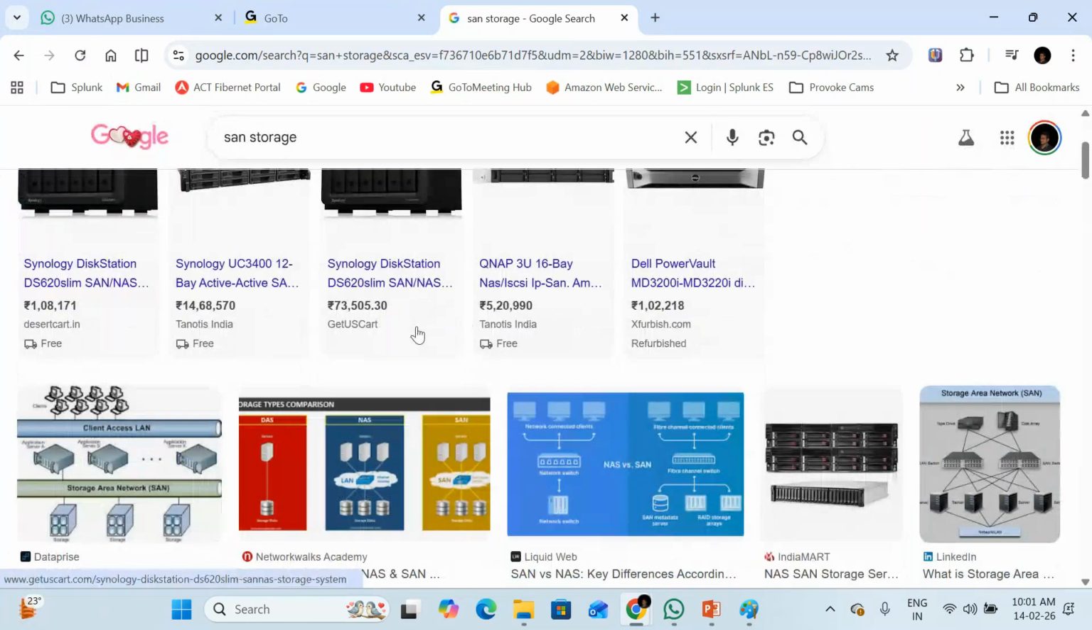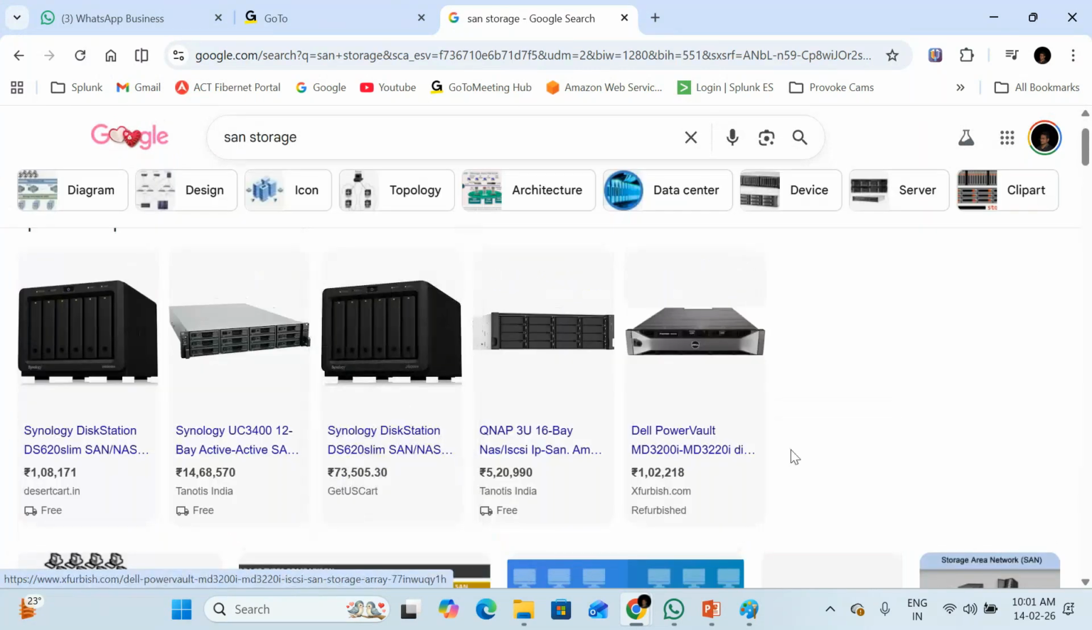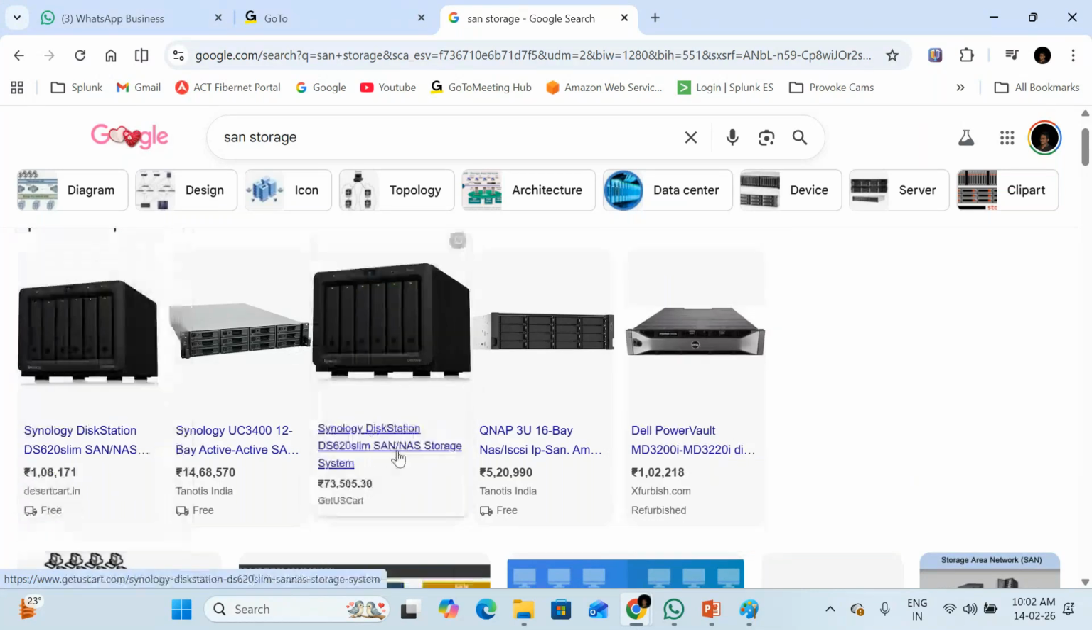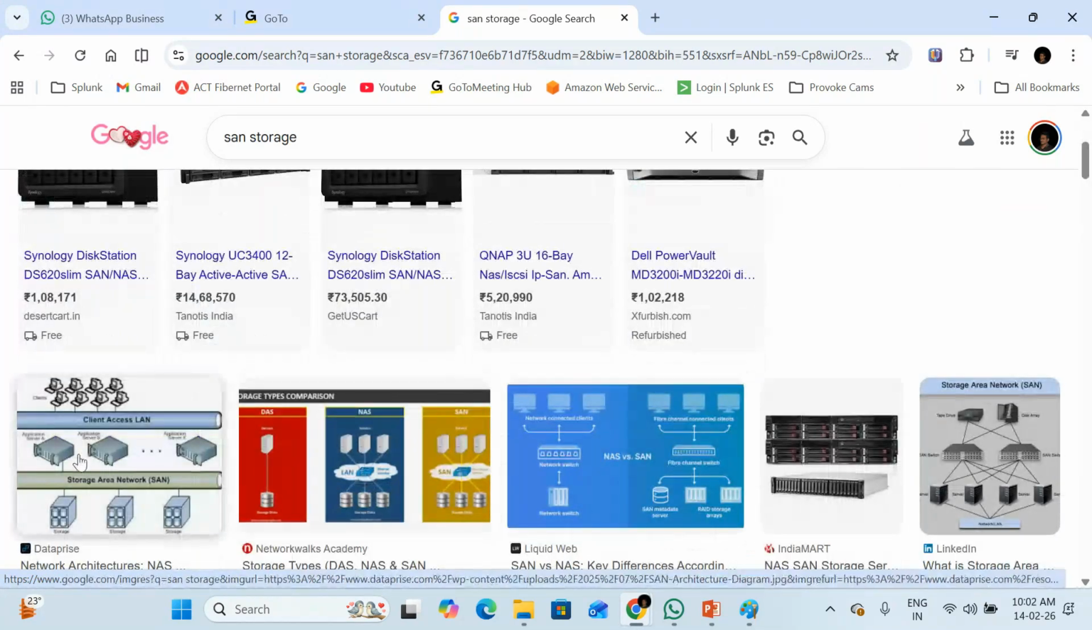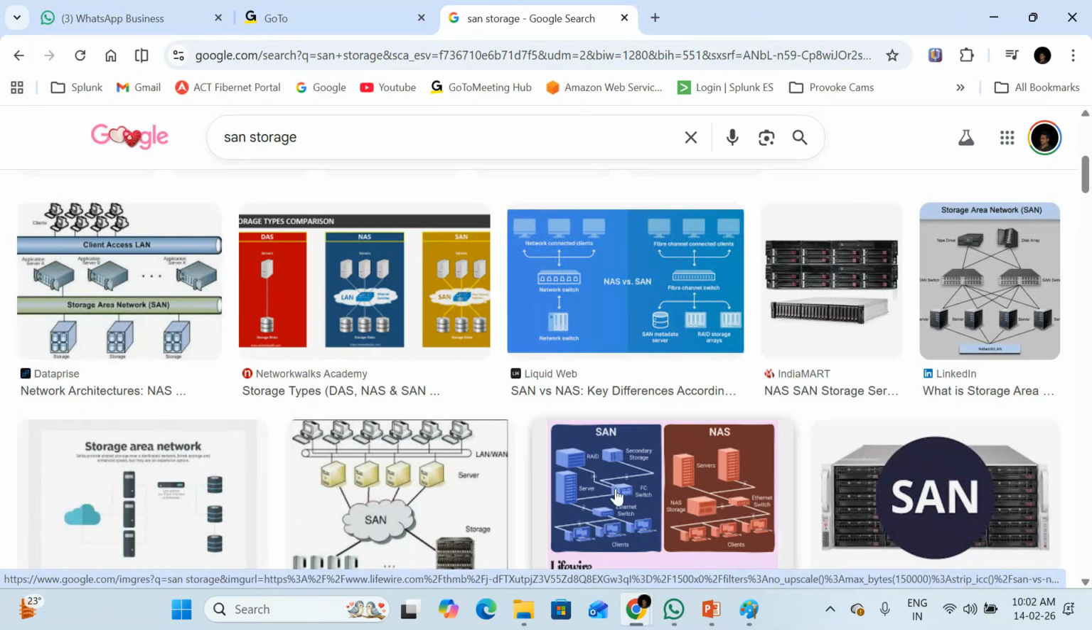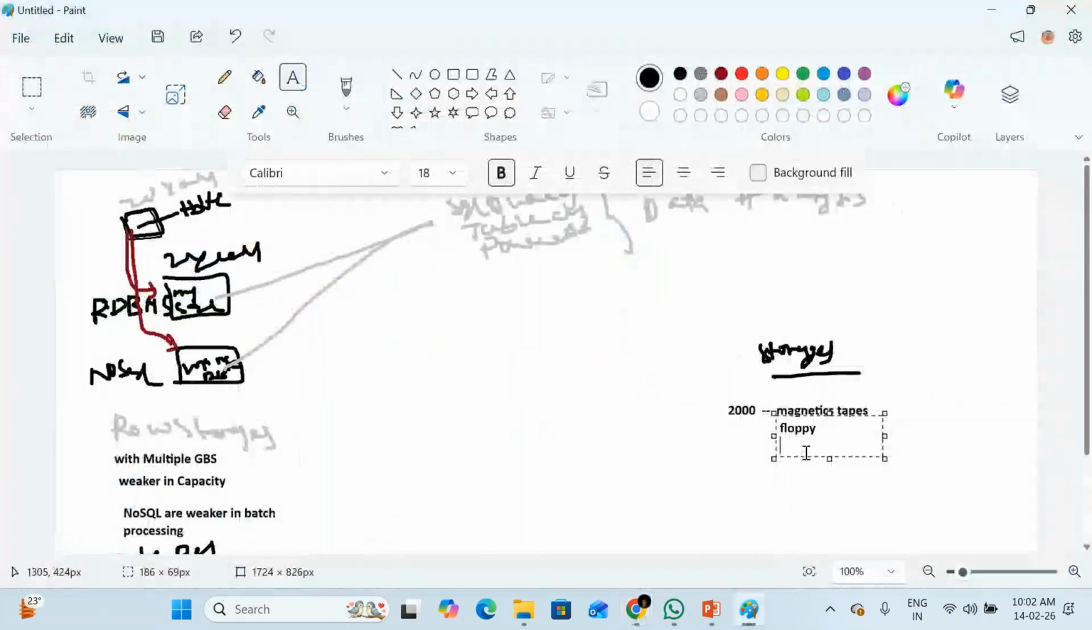The SAN storage is still available, sir. Basically this is a huge hardware, and it will be connected within the network. There are two types: storage area network and network attached storage. These are all attached internally, communicate, and are used as storages. Understand? CDs, DVDs, and SAN storages.